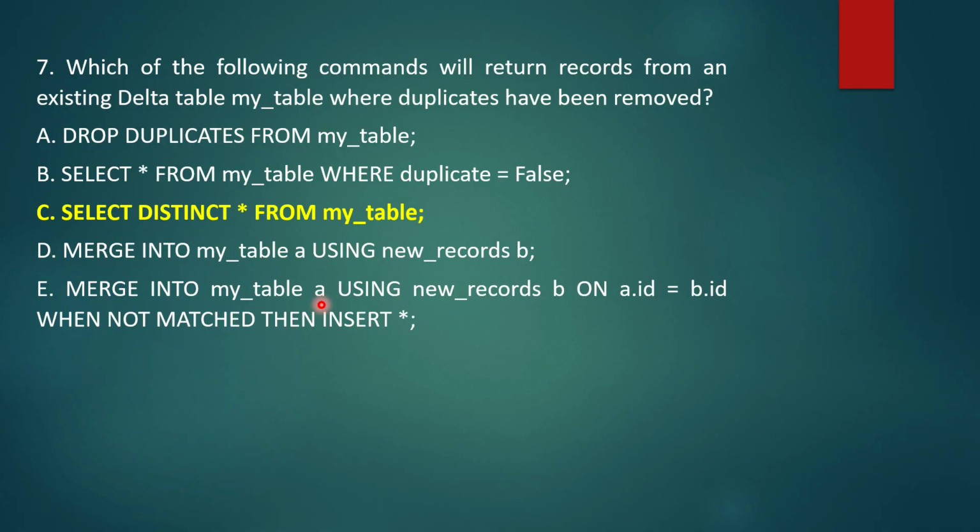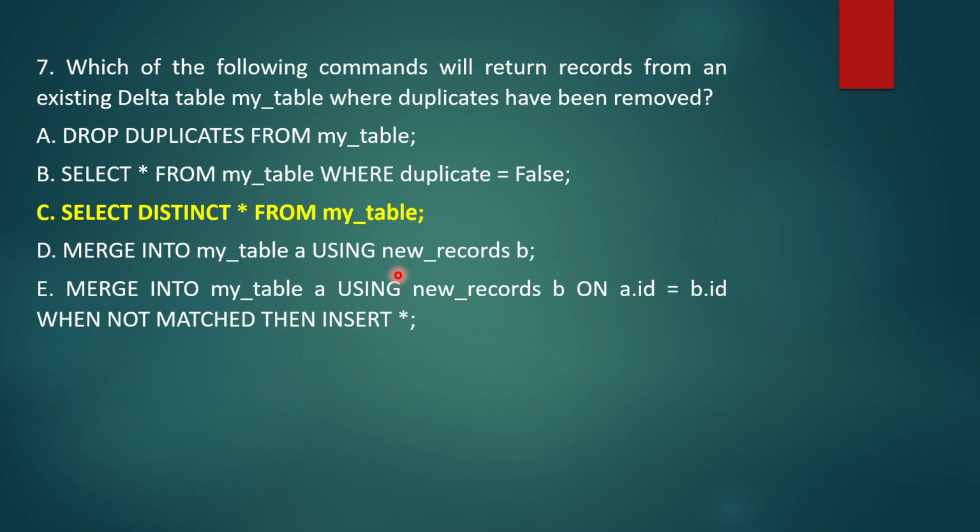Why is C the correct answer? This is the correct and standard SQL approach. It returns only unique rows from the table. Duplicate rows are automatically removed in the result. It does not modify the table, just filters the results. Coming to option A, DROP DUPLICATES FROM my_table, it is invalid syntax in SQL. Coming to SELECT * FROM my_table WHERE duplicate = false, this assumes there is a column named duplicate, which likely does not exist.